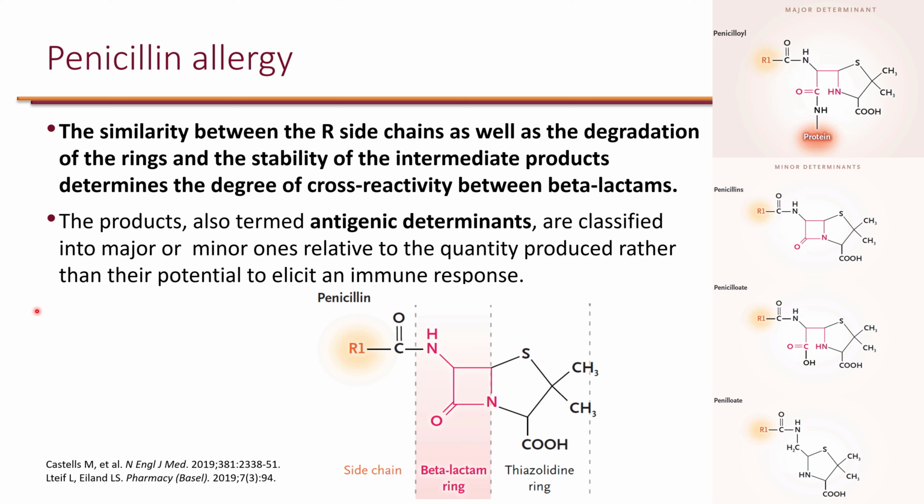When we look at the structure of penicillins, of course, there is the beta-lactam ring. For penicillin, there's also a second ring fused to the beta-lactam ring. But more importantly, there is a side chain. So there is an R1 side chain, and depending on which penicillin, the R1 side chain will be different. And when metabolized, essentially you're going to have all these byproducts that are labeled as major determinant or minor determinant. And it is thought that the similarity between the R side chain as well as the degradation of the ring and the stability of the intermediate products determine the degree of cross-reactivity between beta-lactams.